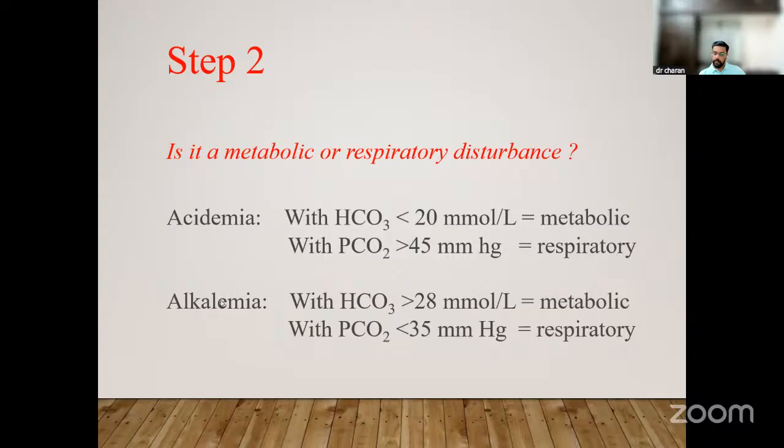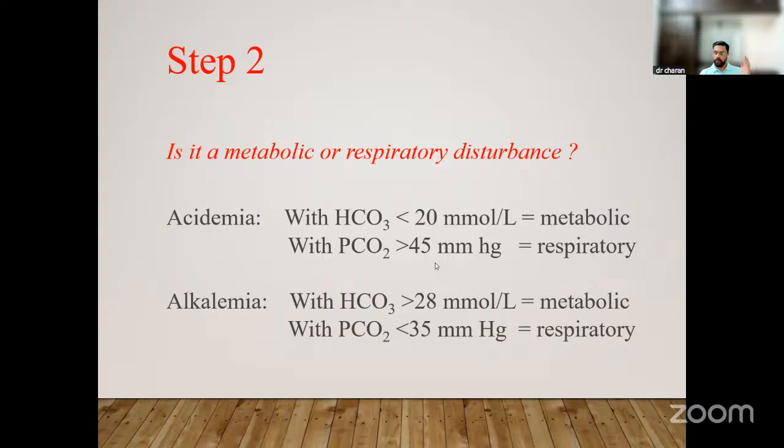Again, alkalemia, pH of more than 7.45. If bicarb is more than 28, it is metabolic. If PCO2 is less than 35, it is respiratory. You don't get a combination of these two things very often. It can be a very rare situation, but predominantly only one of these two things will be a problem.